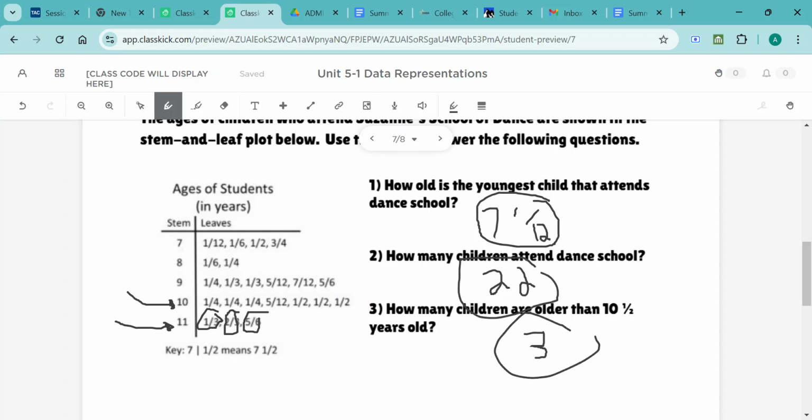Make sure you go ahead and move on to your practice next. Try to get that done so you're not behind and you have everything done and caught up.